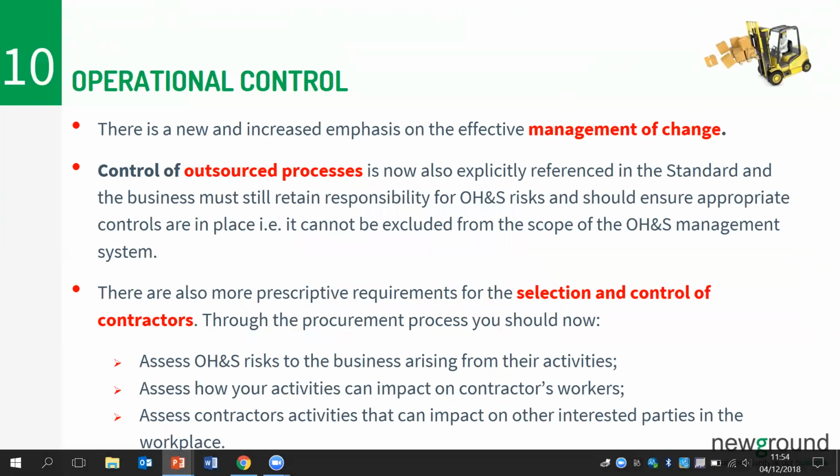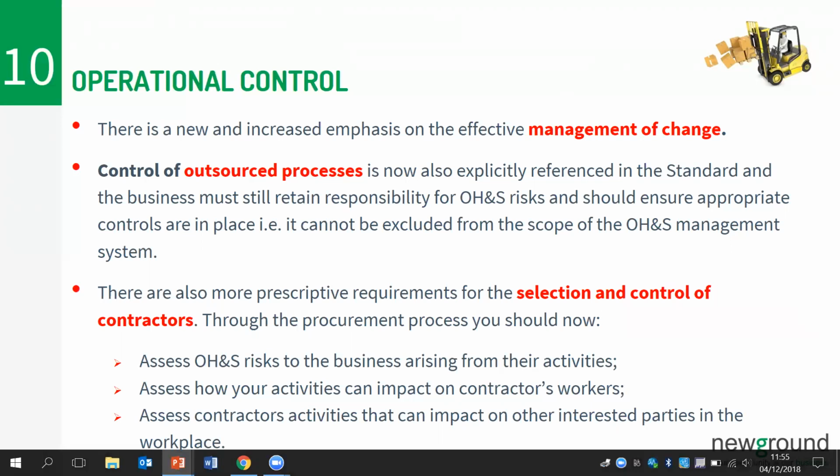So firstly, there is a new and increased emphasis on the effective management of change. Management of change has now been split out into its own clause in the standard, and there is a requirement to now have effective processes in place to manage any change which can impact on safety performance. Businesses are now required to plan for change and ensure that sufficient resources are available to make sure that changes do not introduce new and unforeseen hazards or increase any safety risk within the business.